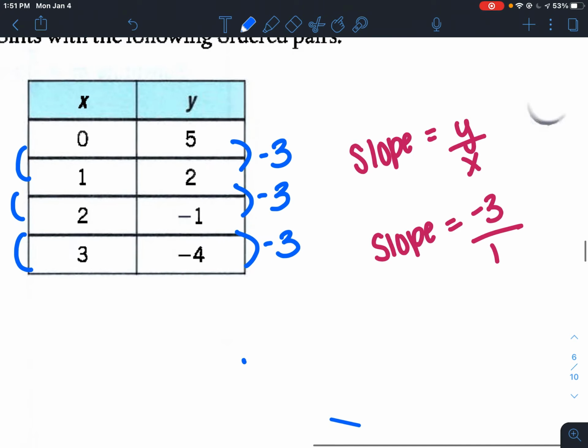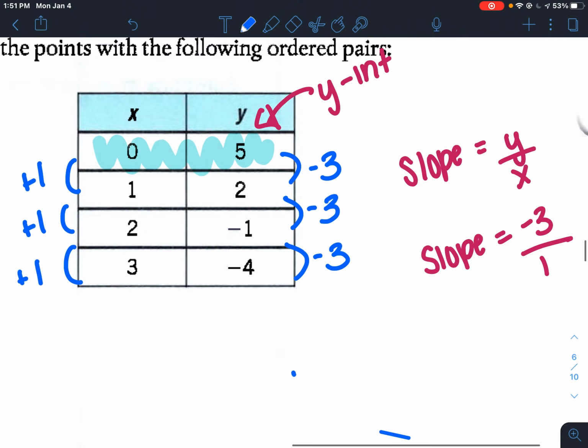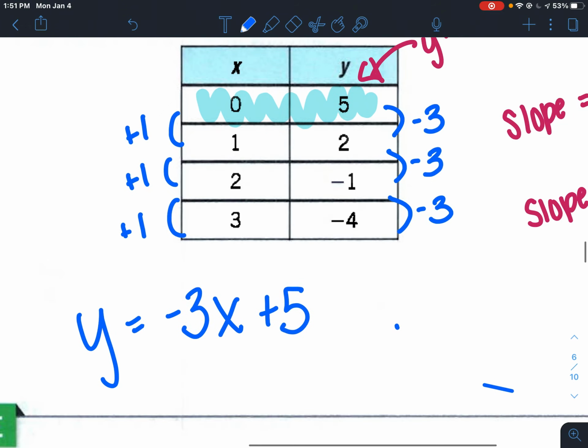So my slope is going to be -3 over 1. I just plugged in the difference of my y's over the difference of my x's. And then from this table, thankfully, I'm able to see that my y-intercept is 5. When x equals 0, the y value is your y-intercept. So then I can plug my slope and my y-intercept into y equals mx plus b. And there we go. And that's all I have for us for the classwork section.